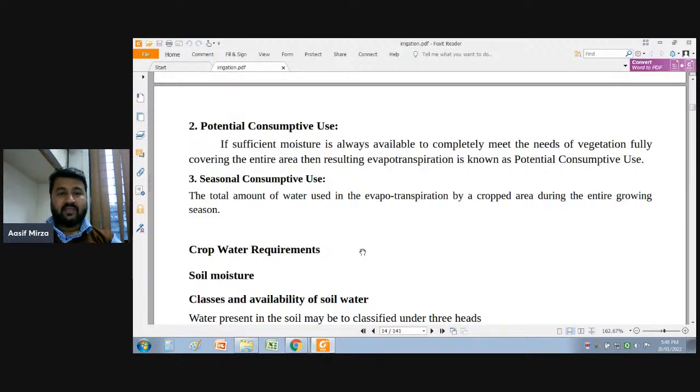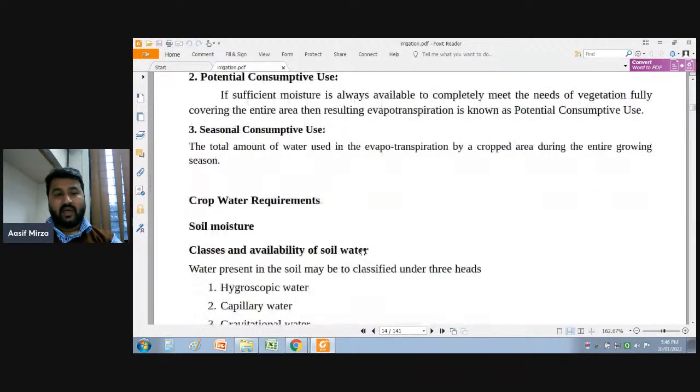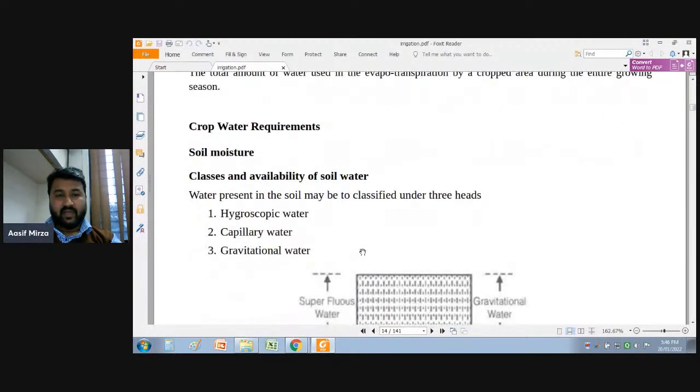Now, seasonal consumptive use is nothing but the total amount of water used in evapotranspiration by the cropped area during the entire growing season. Now, crop water requirement. So, what are the crop water requirements? The first one is the soil moisture.